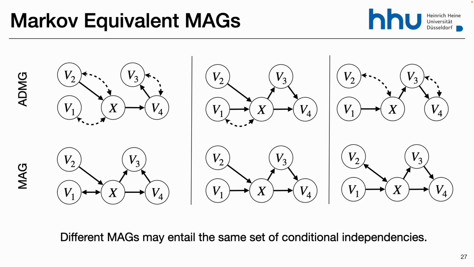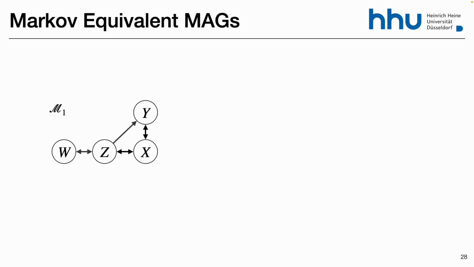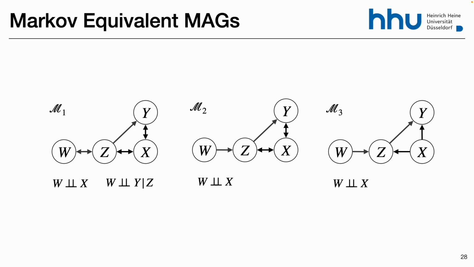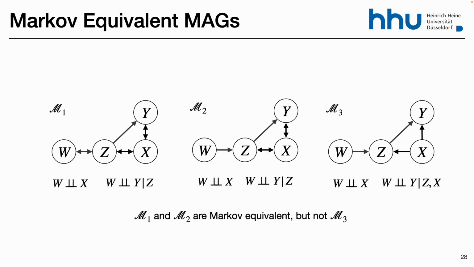Also, if you get different MAGs, you can also get the same implied conditional independencies. So a few ADMGs can collapse into one MAG, but there are still many MAGs that represent the same set of conditional independencies. And that's what we're going to see in the next lecture. This is just an example where M1 and M2 are equivalent, but not M3.